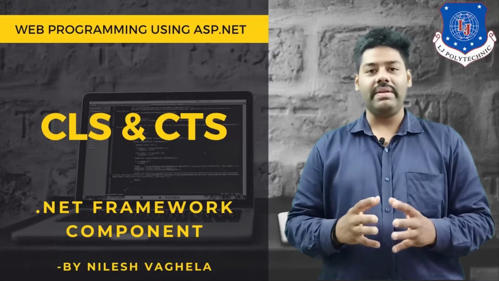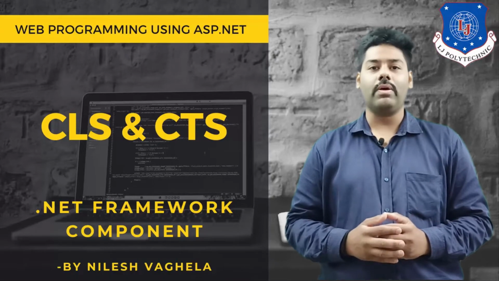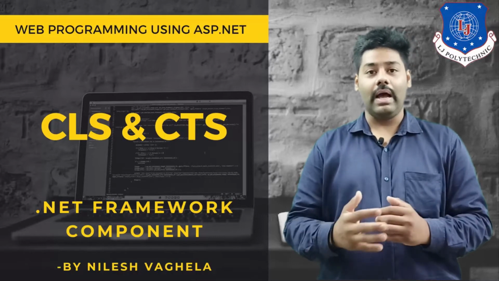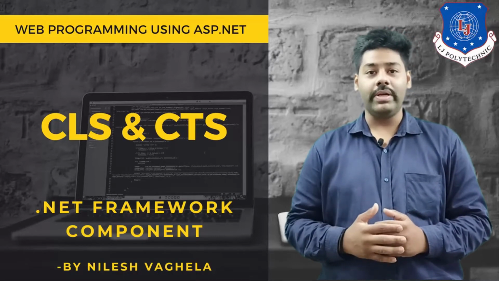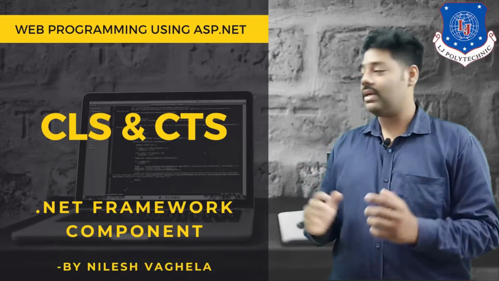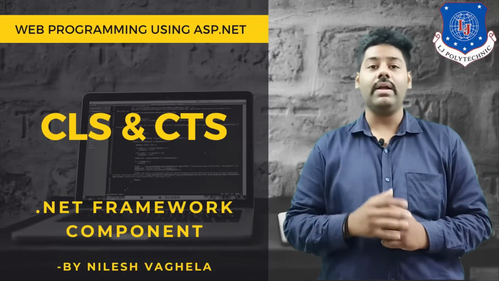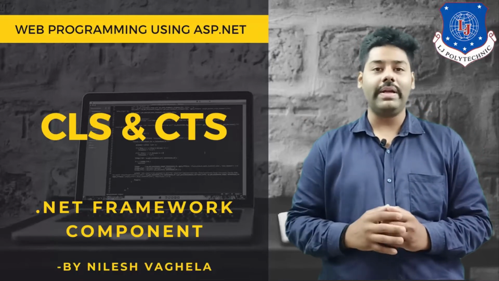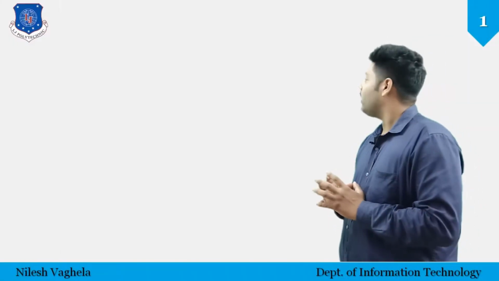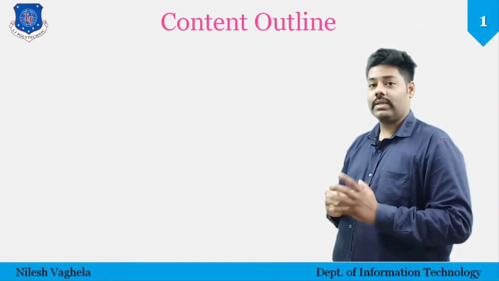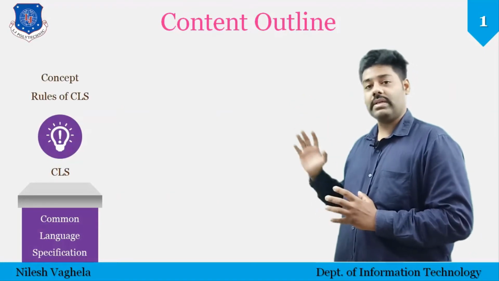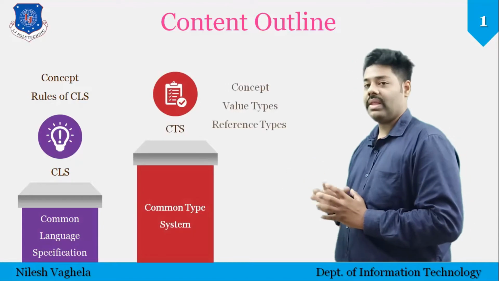In the previous video we saw one of the most important components of the .NET framework architecture, which is the Common Language Runtime (CLR). Today we will see two other components of the .NET framework architecture, CLS and CTS: the Common Language Specification and the Common Type System. So watch this video till the end and let's get started. The things we will be covering today are CLS as a concept and its rules, then CTS as a concept, value type and reference type.